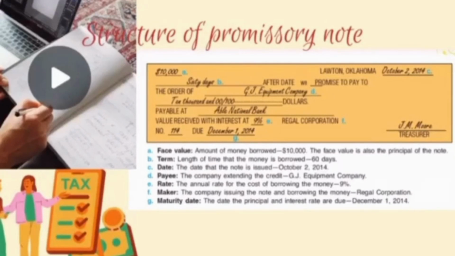Letter A, face value, the amount of money borrowed, which is 10,000. And letter B, terms, the length of time that the money is borrowed.